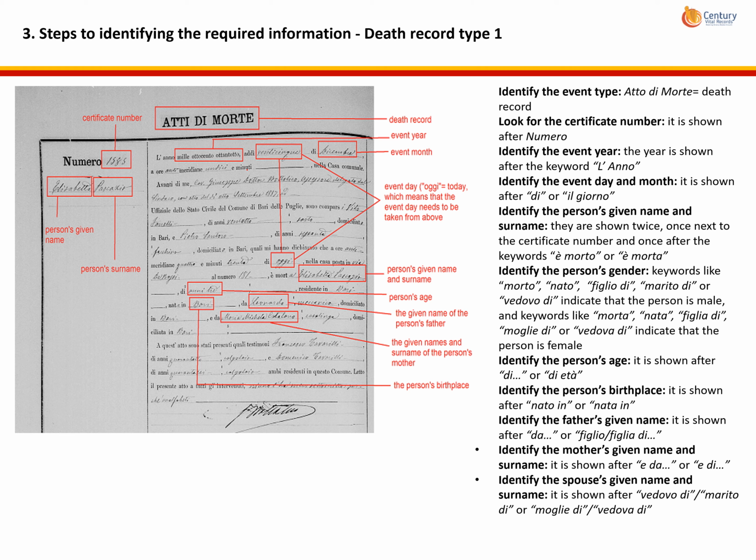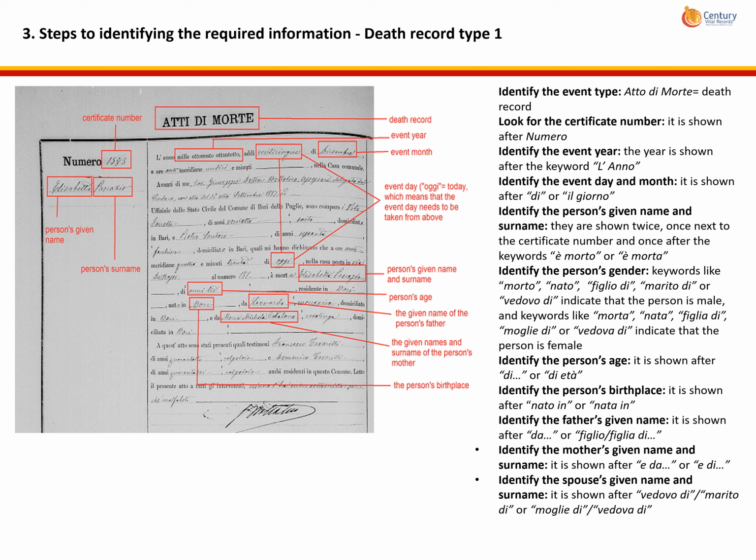We can easily identify that the image is a death record. The certificate number is easy to find too. Next, identify the event year, month and day which are the same as the year, month and day of death. The person's given name and surname are shown in two places. Once below the certificate number and once after the keywords "è morto" or "è morta".